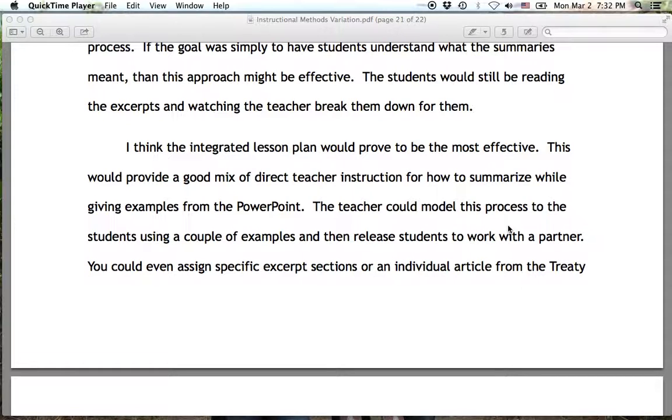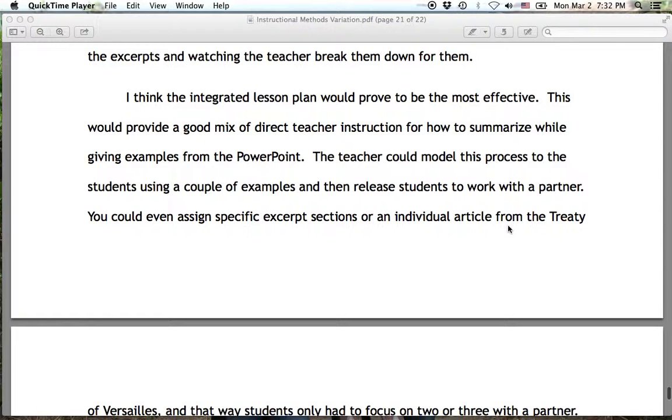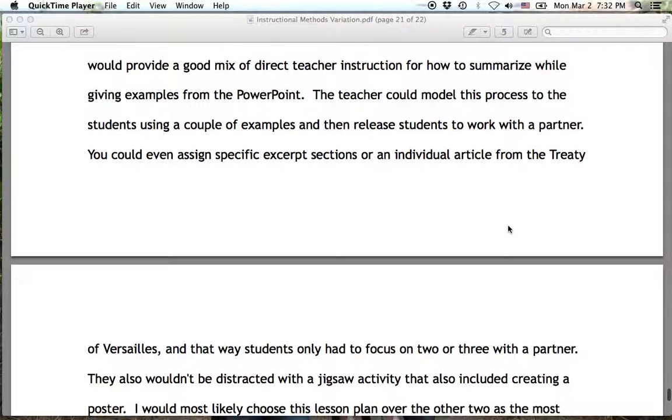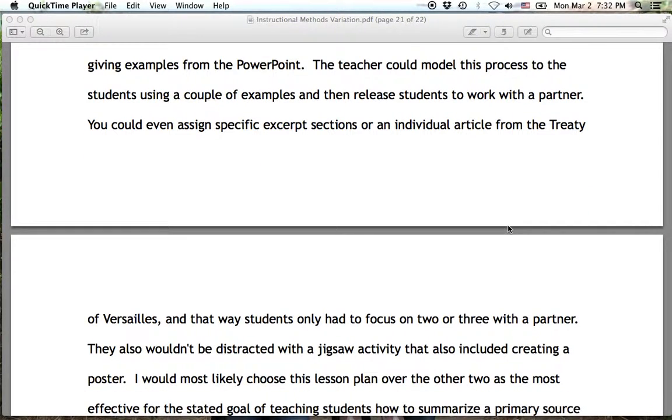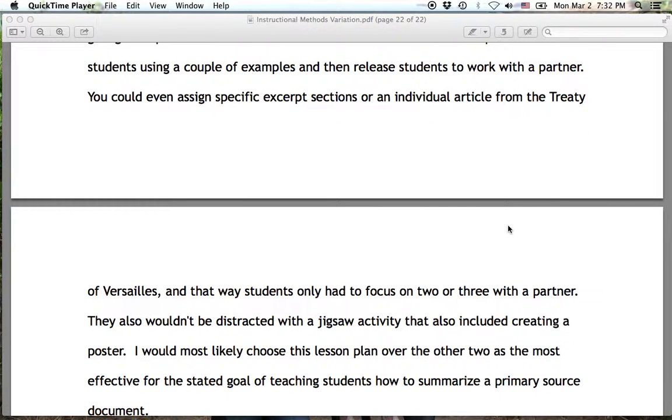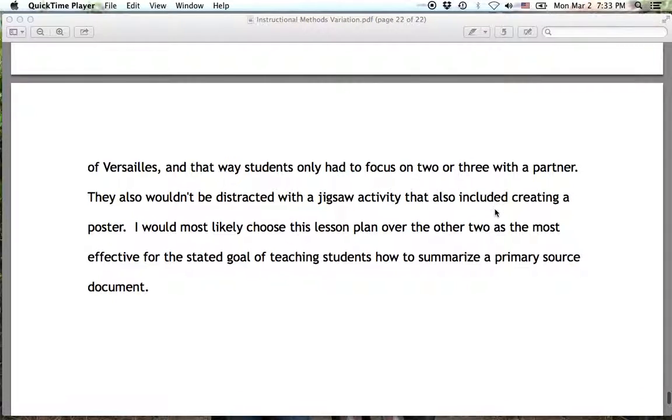to have the teacher do some direct instruction about how to summarize, giving examples from the PowerPoint, maybe modeling the process by doing a couple, and then releasing the students to work with a partner, and then they could summarize a couple on their own. So it's kind of a mix of the two. And then you're not worrying about a jigsaw activity and moving in groups and creating a poster. Really what you're doing is getting students to read the treaty and summarize it, and I think that'd probably be the best one. So that's basically it.